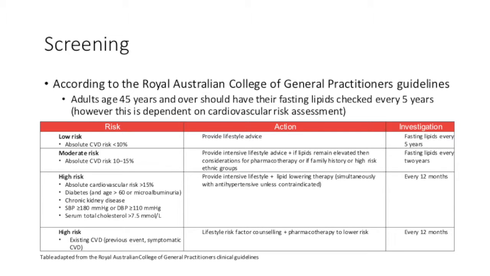For those with moderate risk, or 10 to 15% of cardiovascular disease risk, we can provide some intensive lifestyle advice, and if lipids remain elevated, then consideration of pharmacotherapy may be warranted, and we also monitor their lipids every 2 years. For those with high risk, we not only provide lifestyle advice, but also start lipid lowering therapy straight away, and we monitor their lipids every 12 months.